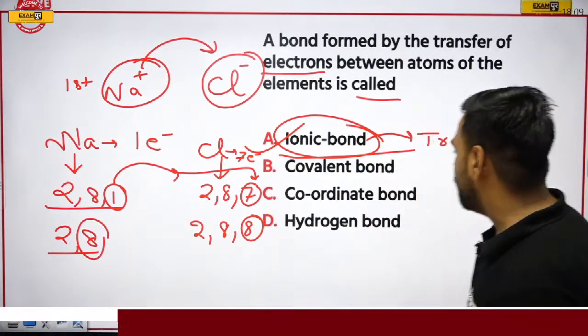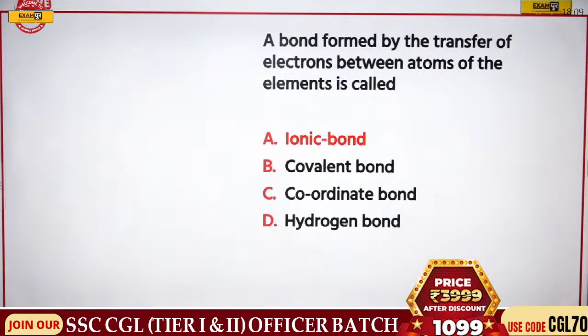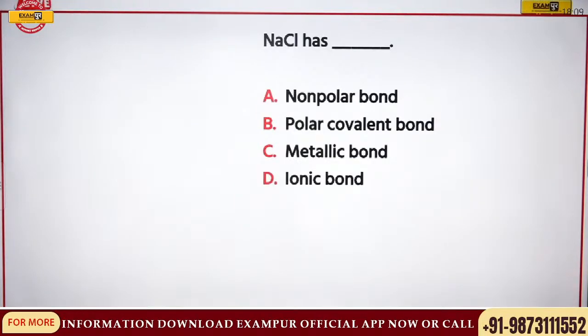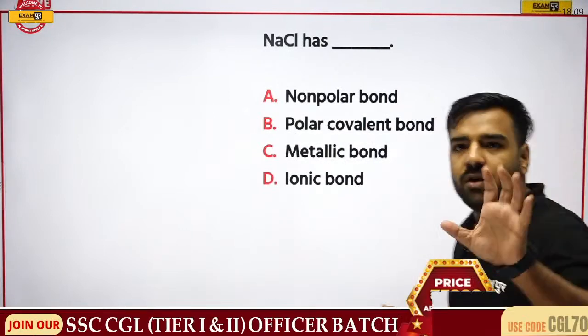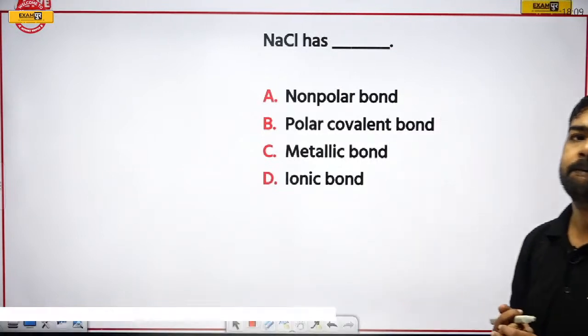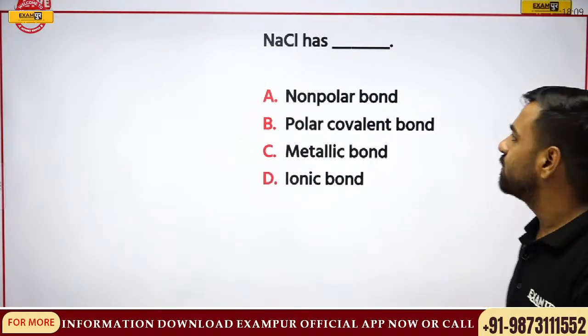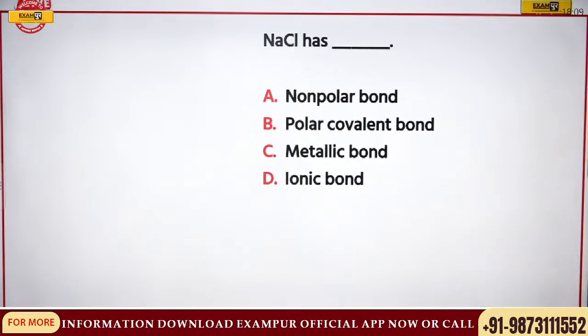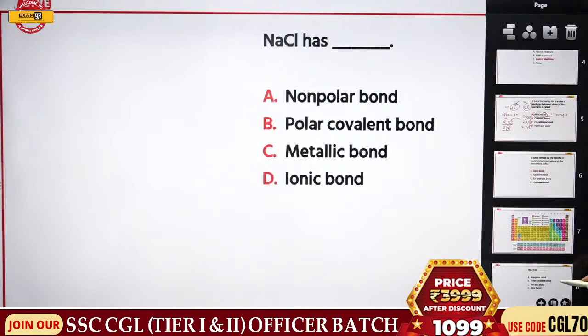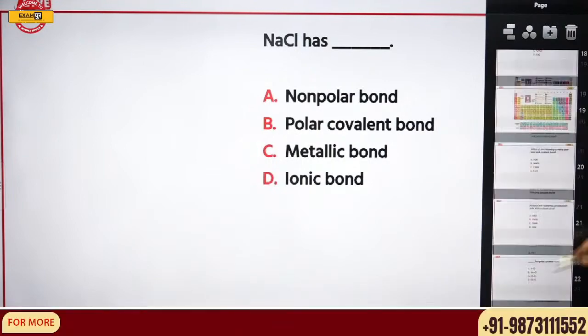Cool. Let's move forward now. Totally correct, Vikramaditya. Next question is, NaCl has which type of bond? Is it non-polar bond, polar covalent bond, metallic bond, or ionic bond? Very simple. I have just told you about this. So answer please. Can we get the answer please? NaCl has which type of bond? Can you answer this please? Waiting for the answer please.